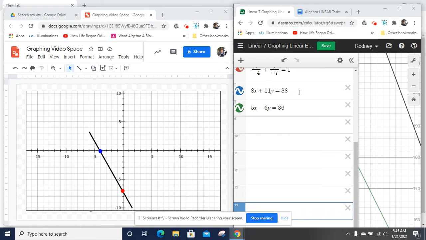Now I'm going to do a short video on graphing standard form linear equations. So standard form is some number times x plus some number times y equals some number.